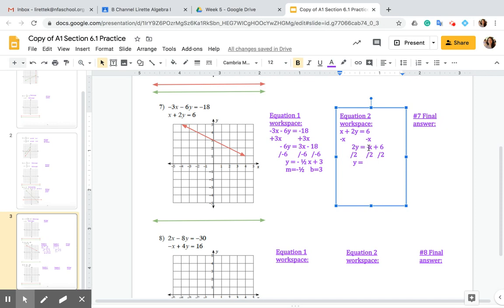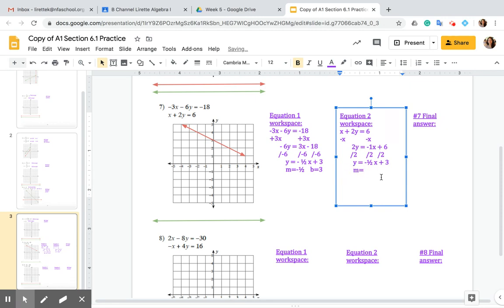And again, there's an invisible 1 here, so this is -1 divided by 2, and your calculator is going to give you a decimal. We want a fraction, so do -1/2. That's the number in front of my x. 6 divided by 2 is going to give me +3. So same as last time.